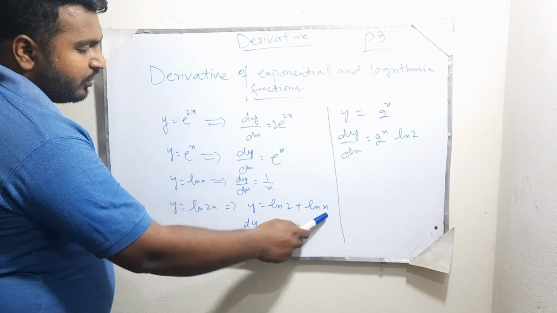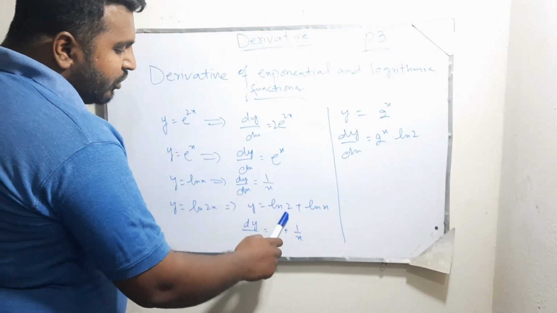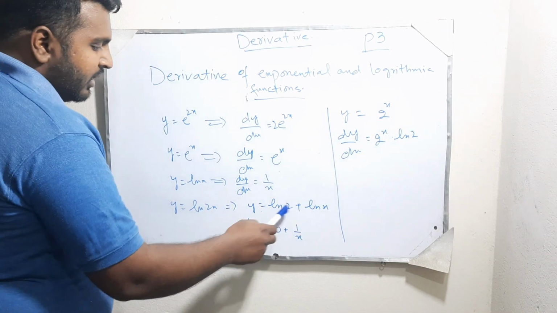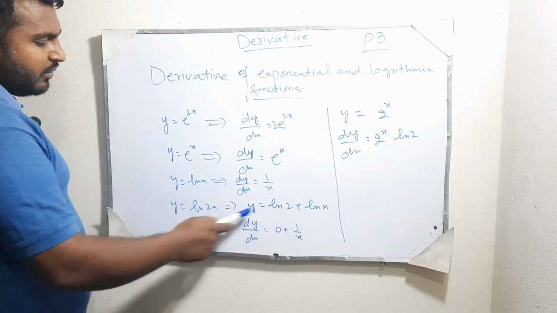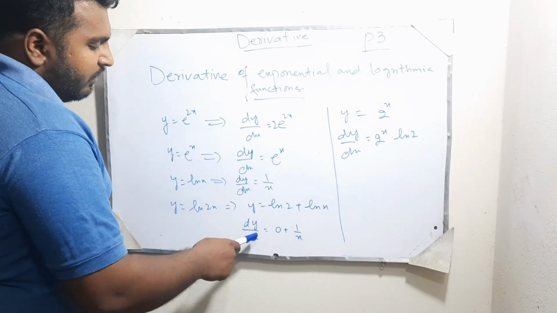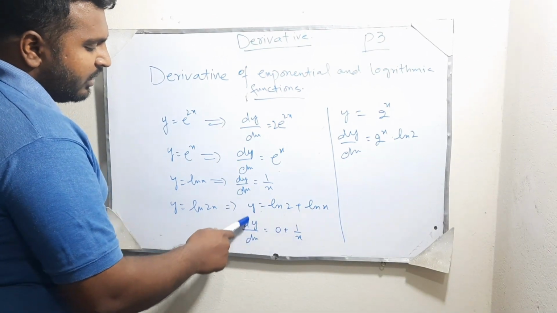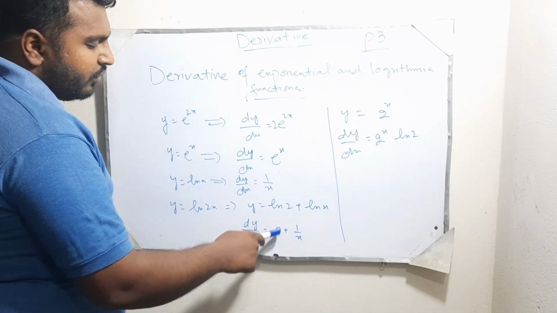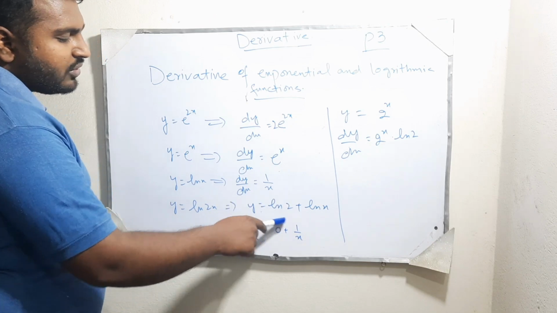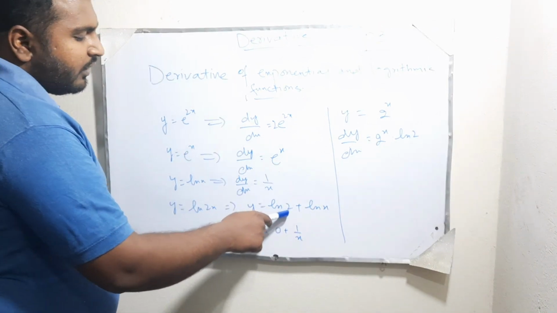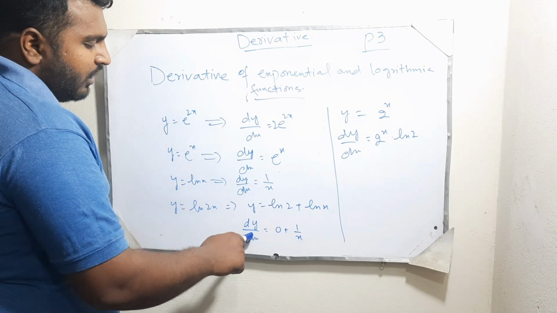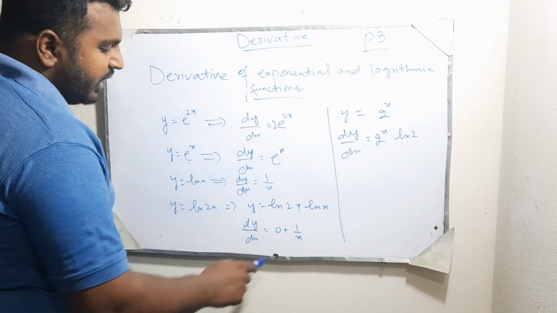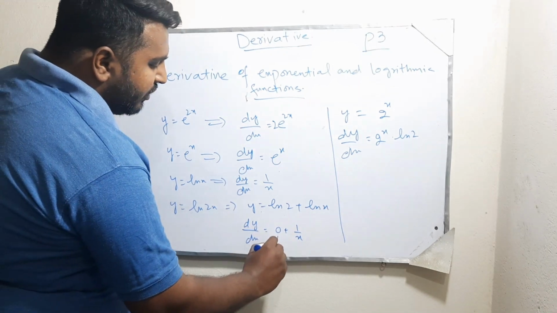If we combine these two, natural log of x and natural log of 2, we can get again natural log of 2x, if we write in combined form. This is separated form, this is combined form. If we take the derivative of this, dy by dx will come, and the derivative of natural log of 2 would become 0, because this is a constant number. The derivative of a constant number is always 0. Now the derivative of natural log x would become 1 over x, and we will get the final answer 1 over x.